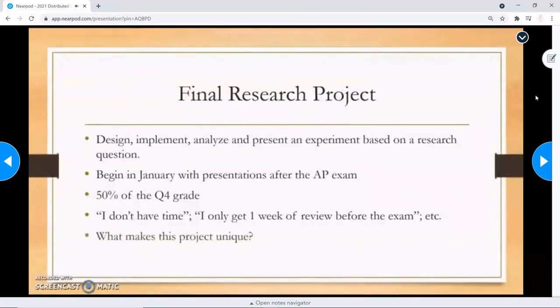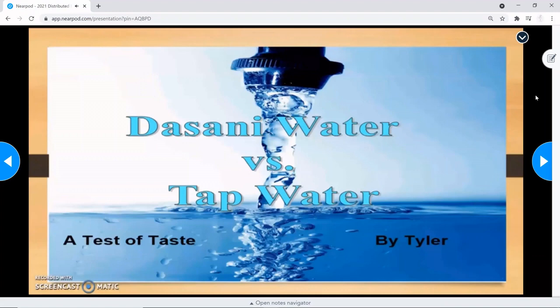So what makes this project unique? I'm sure many of you do a similar kind of project. Well, I'm going to save that for the end and first talk about some different projects that my students have done in the past. Some are simple, a taste test. Can they tell the difference between expensive water versus tap water?